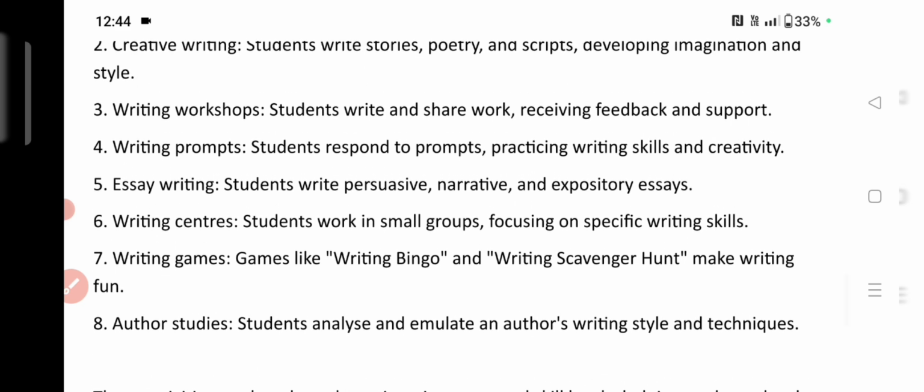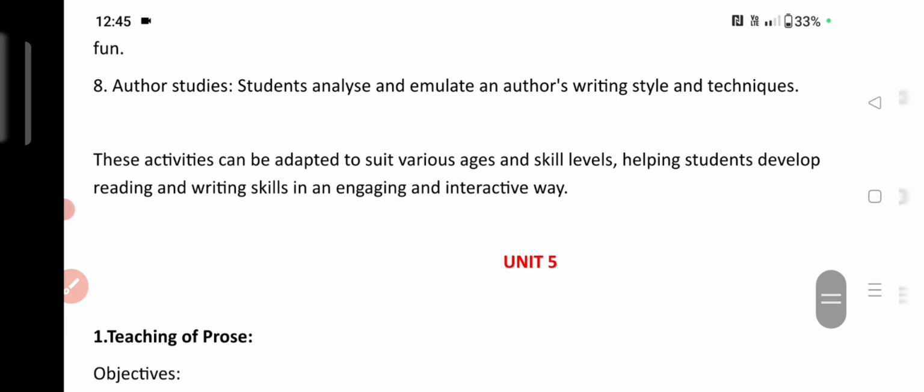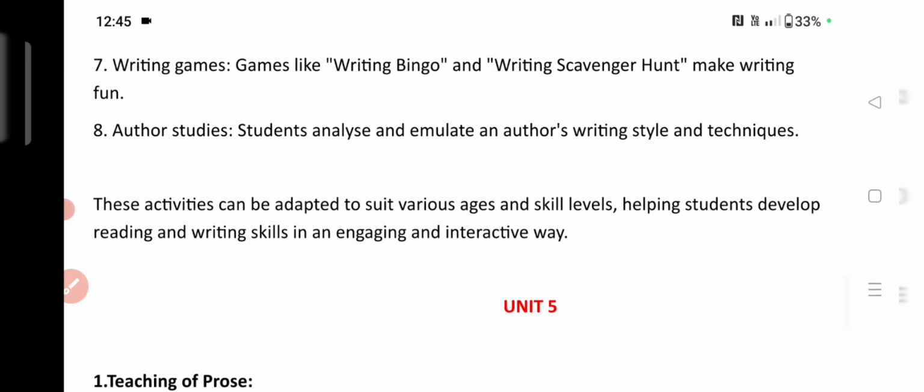Students write persuasive, narrative, or expository essays, and students work in small groups focusing on a specific writing skill, right? Writing bingo and writing scavenger hunt make writing fun, and poetry writing, prose writing and everything also come under writing. So these activities can be adapted to suit various ages and skill levels, helping students to develop reading and writing skills in an engaging, interactive way.